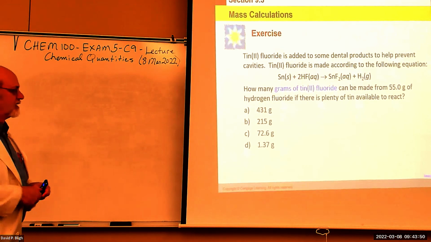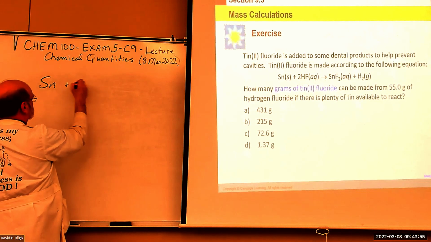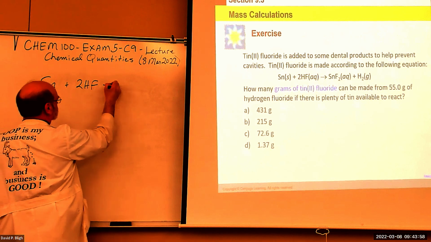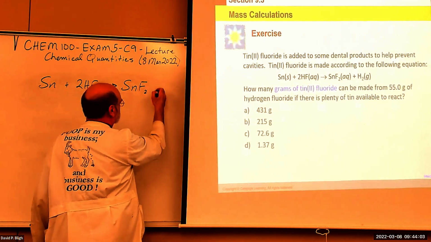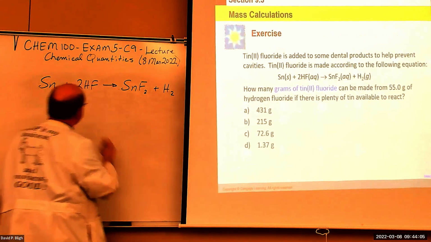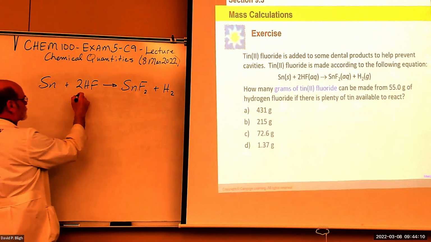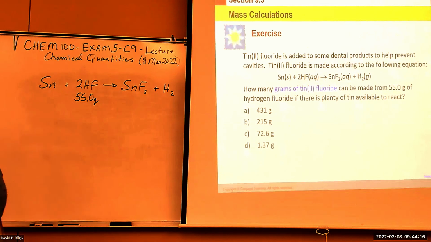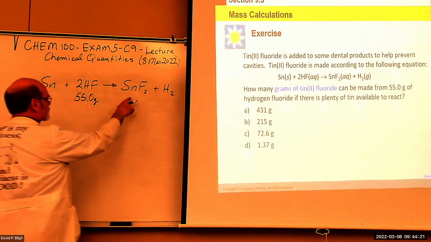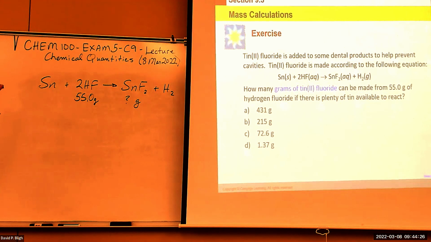The question is, how many grams of this product can be produced from 55 grams of that reactant? Right? So we need our balanced equation. 2HF yields that product and that gas. Now we're given 55 grams of hydrogen fluoride, hydrofluoric acid. And we want to know how many grams of this can be produced. So there we have everything that we're given in the problem.